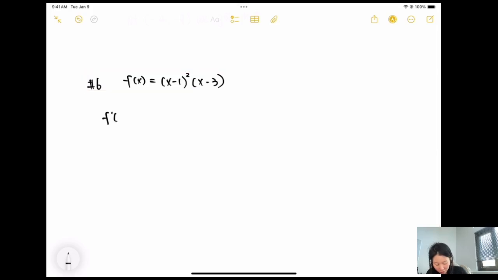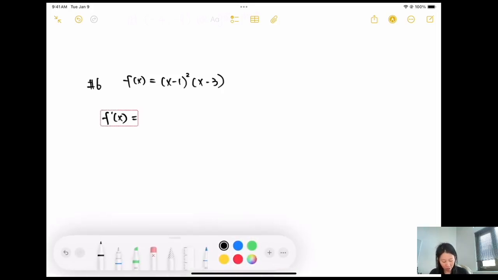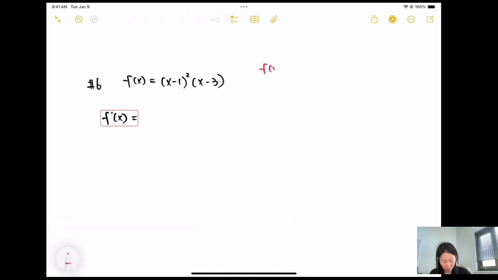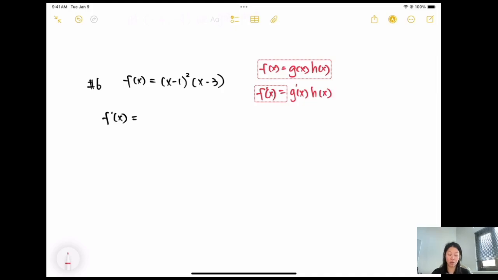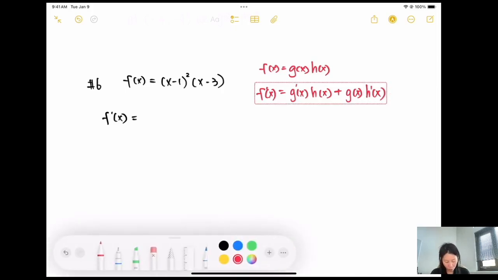Okay, the first derivative, as you can see here, has a multiplication. That means we need to use the product rule. A quick reminder, the product rule is for f of x equals g of x times h of x. The product rule says that the derivative of two functions multiplied together is equal to the derivative of the first function times the second function, plus the first function times the derivative of the second function. So we're going to do that.